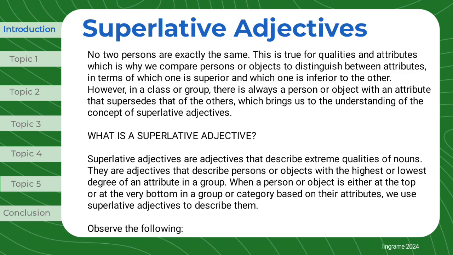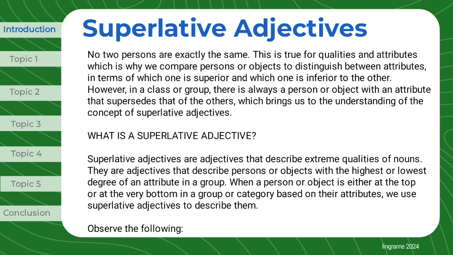No two persons are exactly the same. This is true for qualities and attributes, which is why we compare persons or objects to distinguish between attributes, in terms of which one is superior and which one is inferior to the other. However, in a class or group, there is always a person or object with an attribute that supersedes that of the others, which brings us to the understanding of the concept of superlative adjectives.